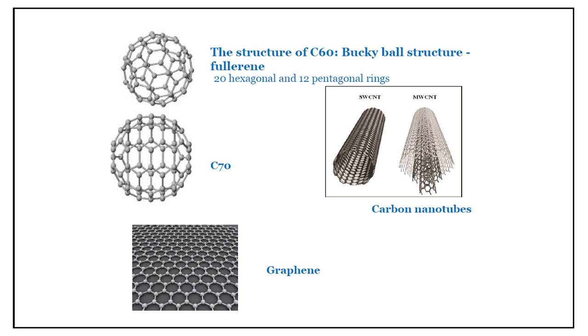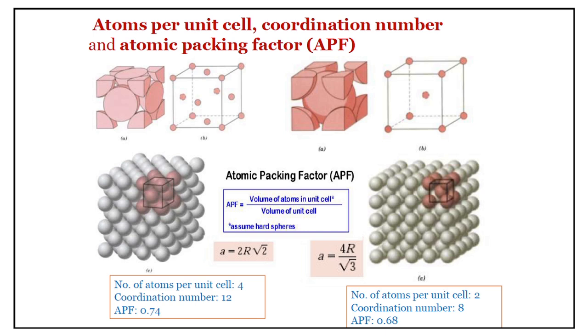Okay, so you can also see the graphene structure, how the atoms are arranged in the graphene structure and the carbon nanotube structures. Okay, so these are the basics. You should know about the atomic packing factor, the coordination number and atoms per unit cell. When you are studying a unit cell, the atomic packing factor is nothing but the ratio between the volume of atoms in a unit cell divided by the volume of the unit cell.